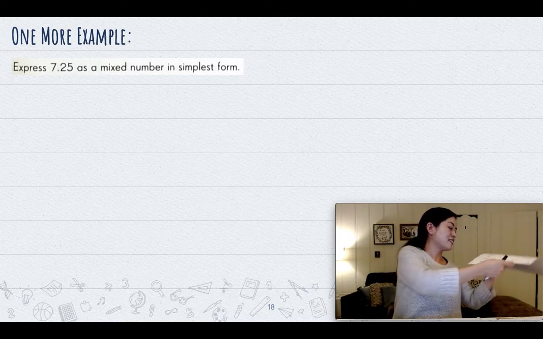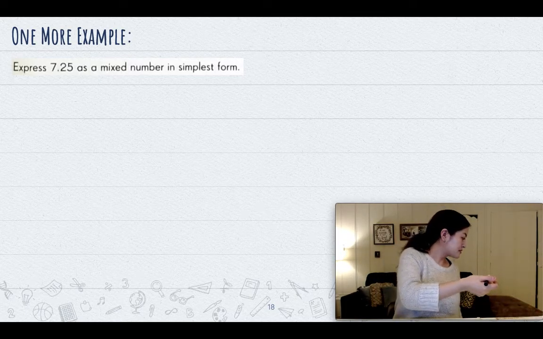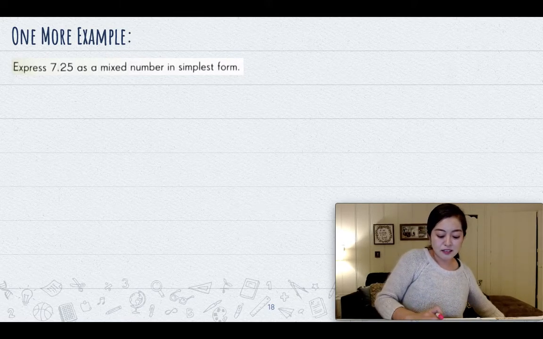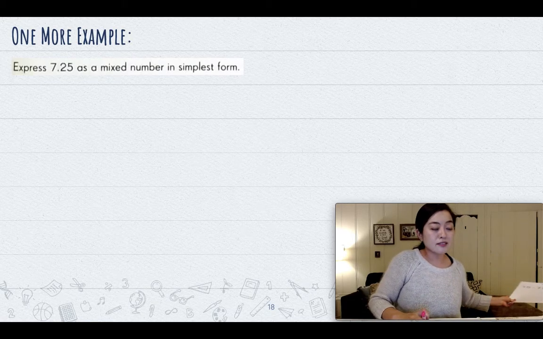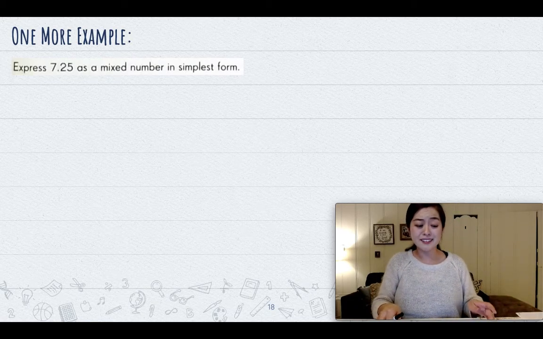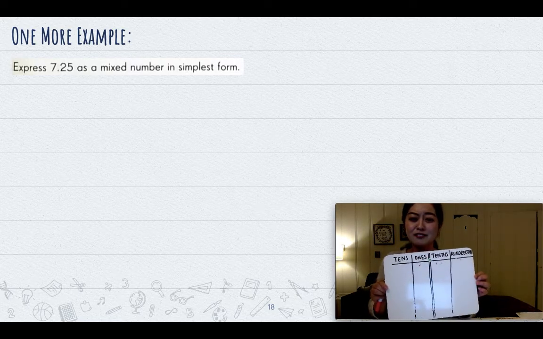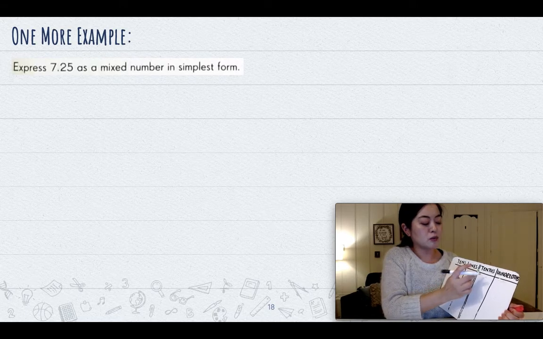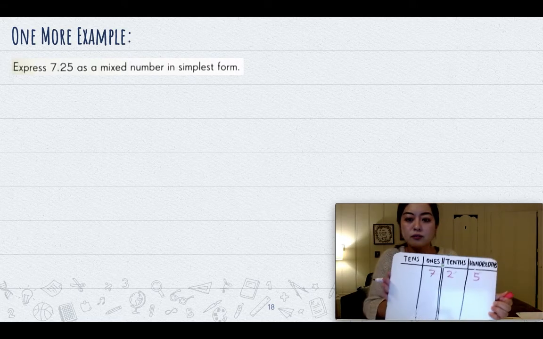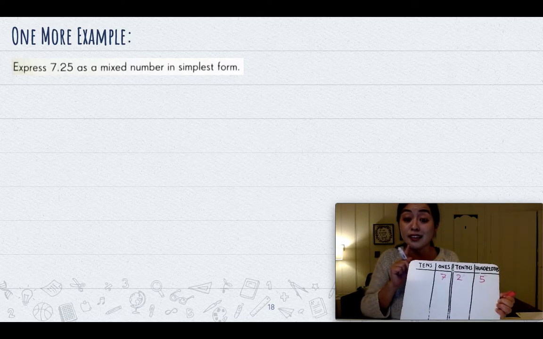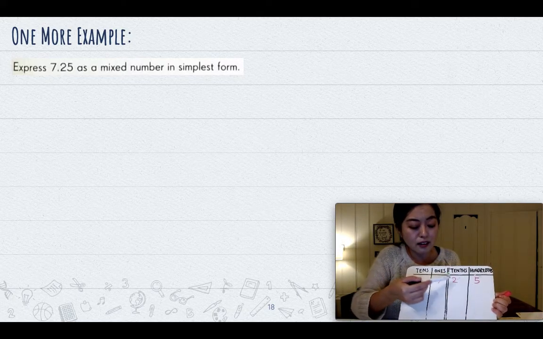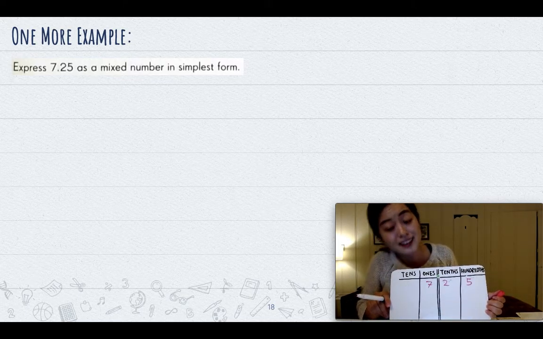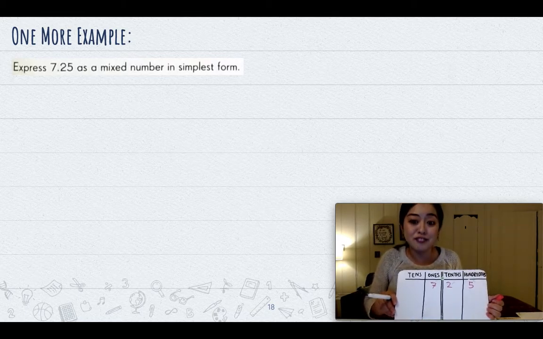All right, one more example. Let's take a look here. Okay, so we have 7.25. Again, I'm going to write it in my handy place value chart. Okay, so I'm going to write 7.25. Now that I wrote it, I know how to say it. 7 and 25 hundredths. Now that I know how to say it, I know how to write it as a fraction.